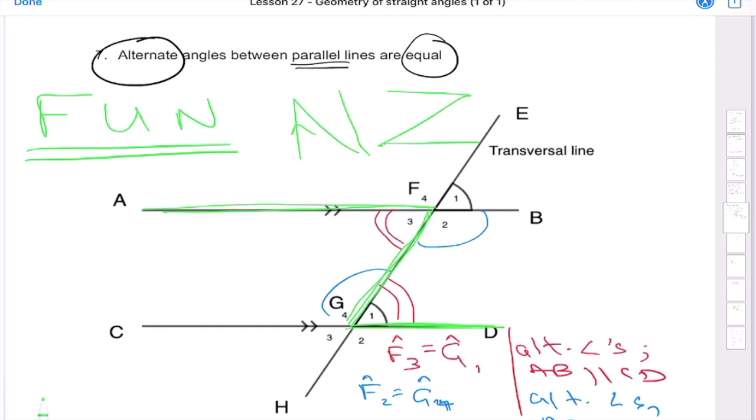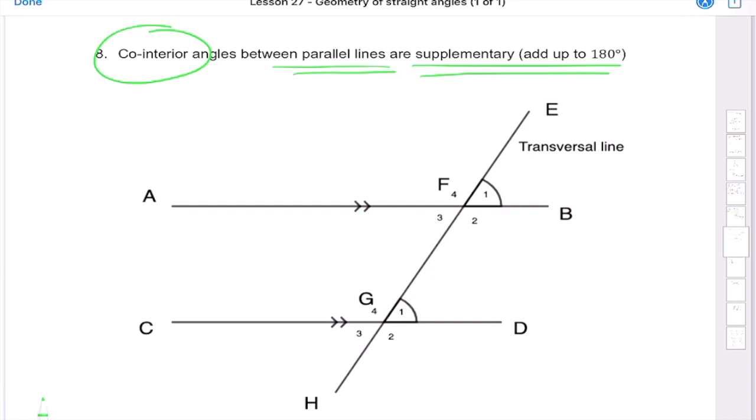But two of those lines should be parallel. So these lines here should be parallel. And then the angles formed between those lines will be called alternate angles. So the letter N will help you recognize alternate angles. In this diagram, there are two pairs of co-interior angles.